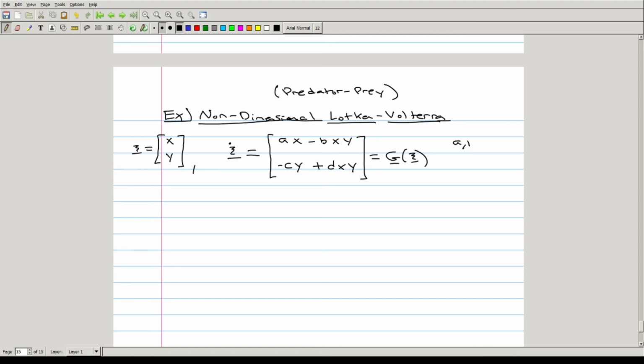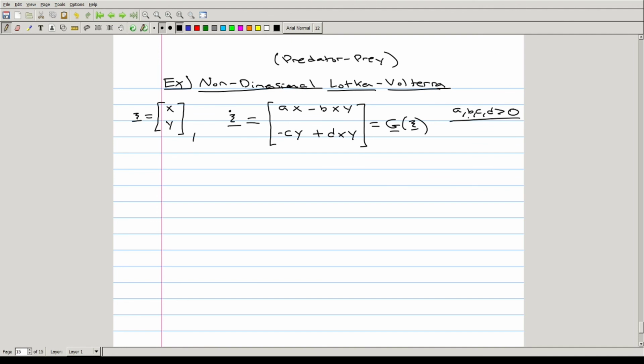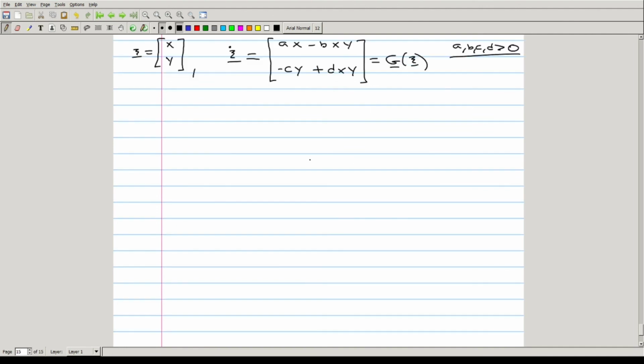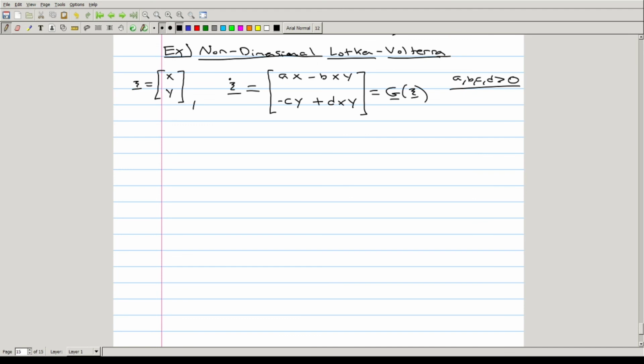where a, b, c, and d are all positive parameters that are found when non-dimensionalizing the predator-prey equations and represent the growth of the prey in absence of the predator, the rate of decrease in the prey due to the predator eating the prey, and same thing, this is the shrinking of the predator in absence of the prey, and this is the growth of the predator population due to consuming the prey population.